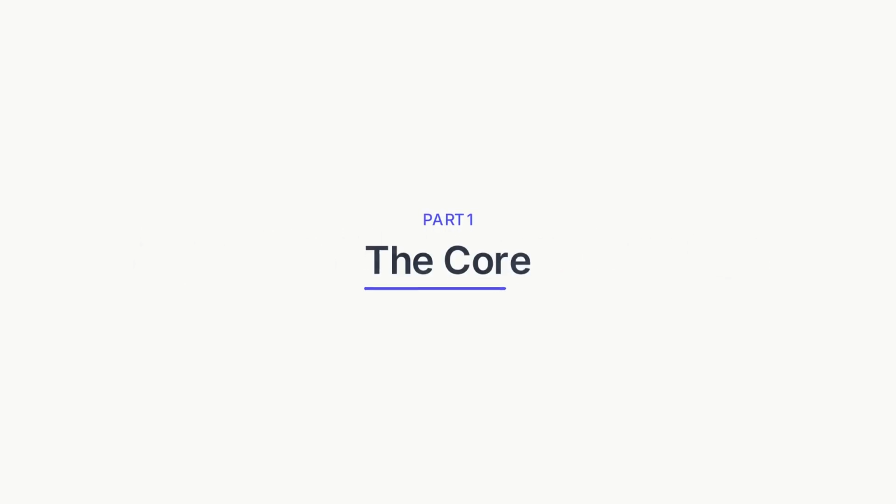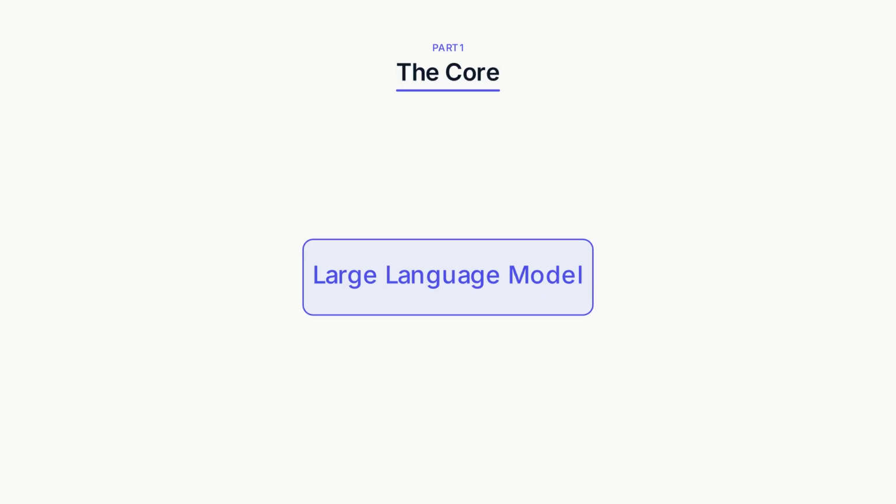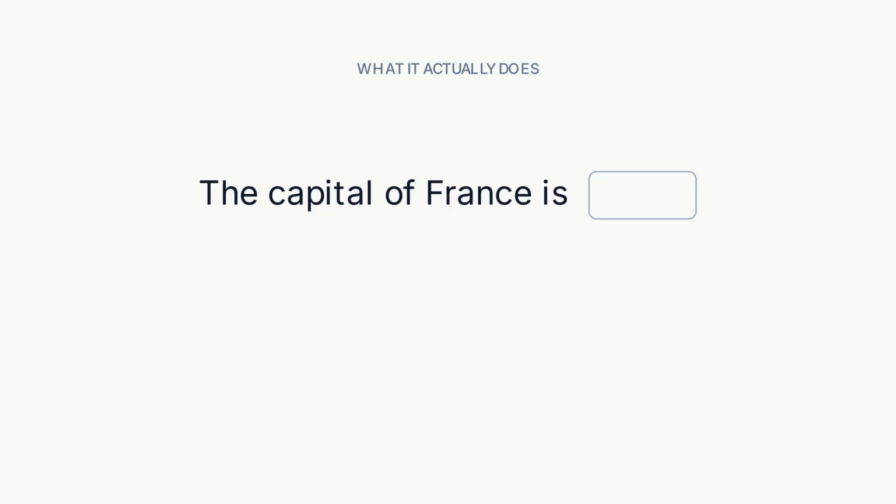Part 1, the core. Every agent, no matter how sophisticated, begins with the same component at its center, a large language model. And to design good systems around it, you need an honest picture of what this thing actually is. At its heart, a language model does exactly one thing. Given some text, it predicts what comes next.